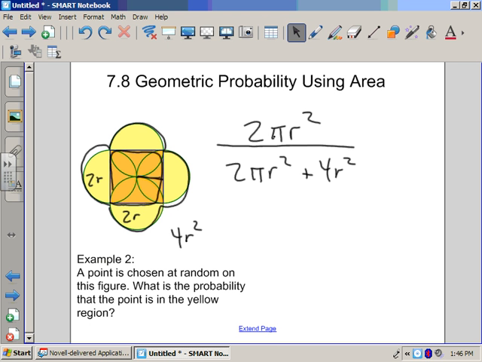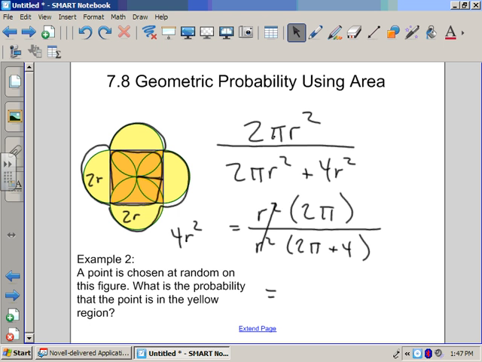All right, let me do a little work here. That's going to be equal to r squared times 2 pi on the top. On the bottom, I can also factor out an r squared, and I will be left with 2 pi plus 4. I can cancel out the r squared. My exact answer for the probability is going to be 2 pi over 2 pi plus 4.